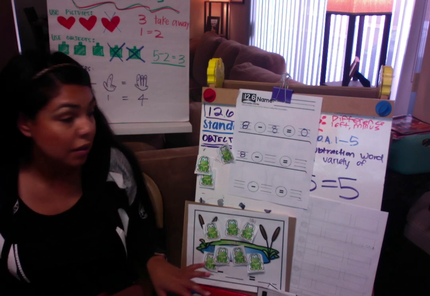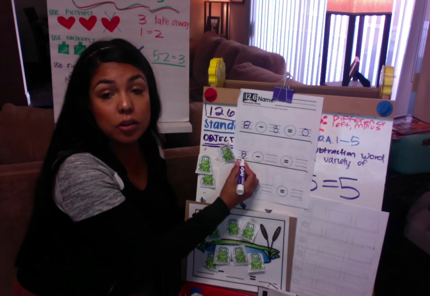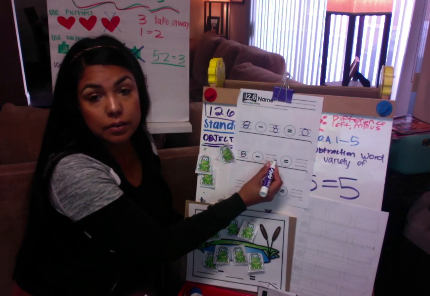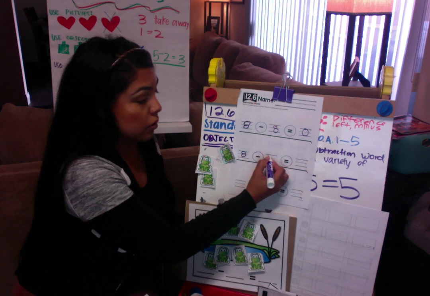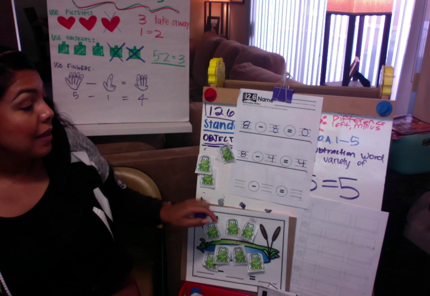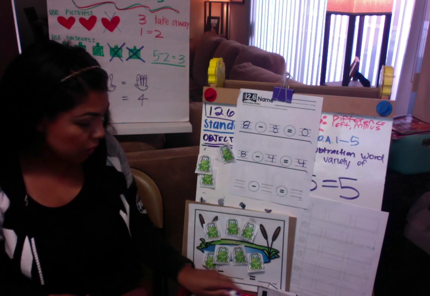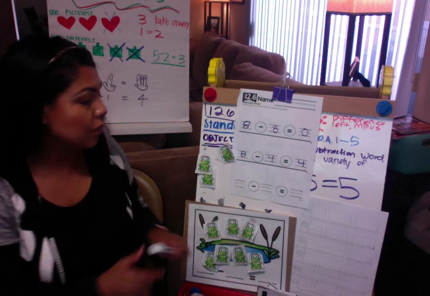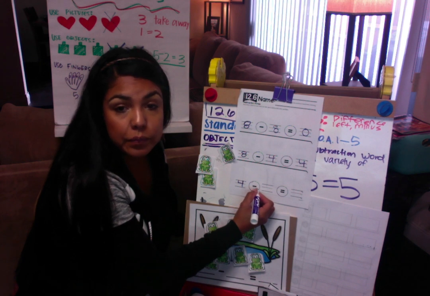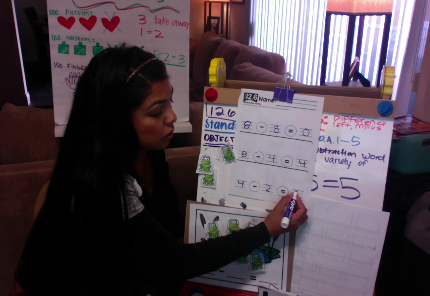Everyone, equals 4. Good job. So Guile, what should I write right here? 8 minus 4 equals 4. Good job. Now, the other one I did, I forgot to write it. See? 4 take away 2. Oh, thank you, Mandy. 4 take away 2 equals 2.